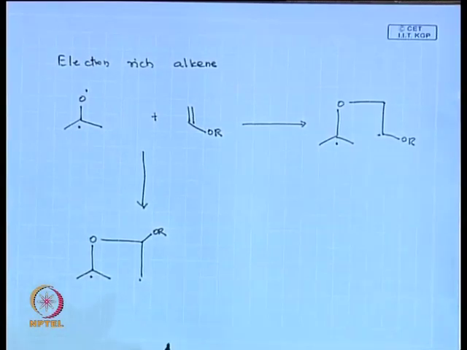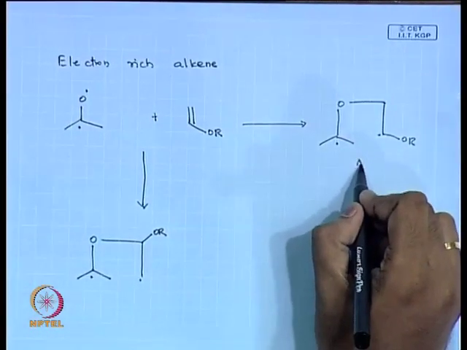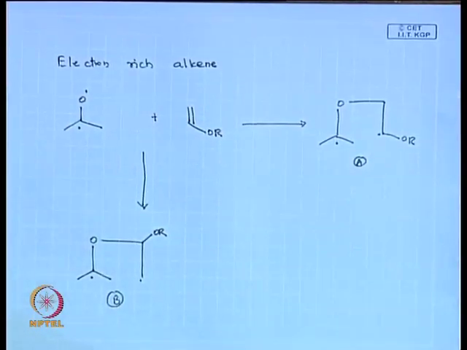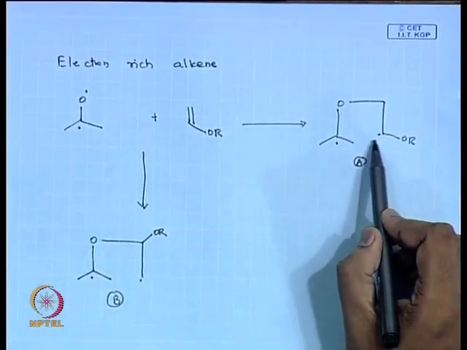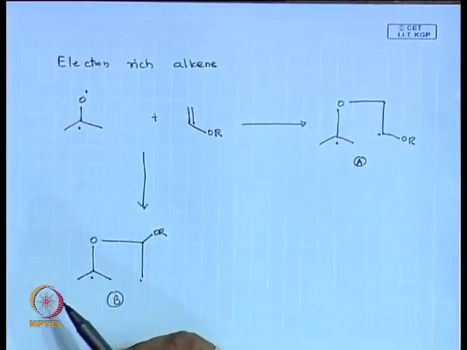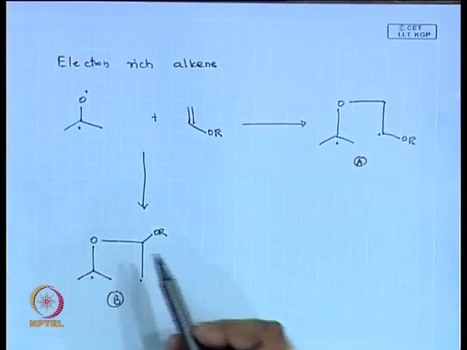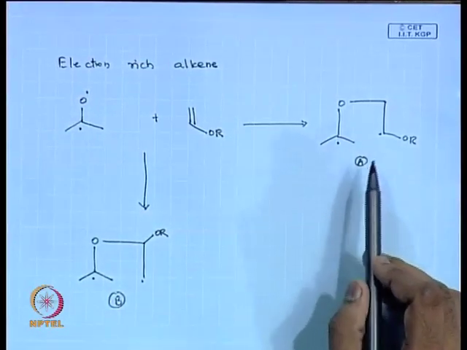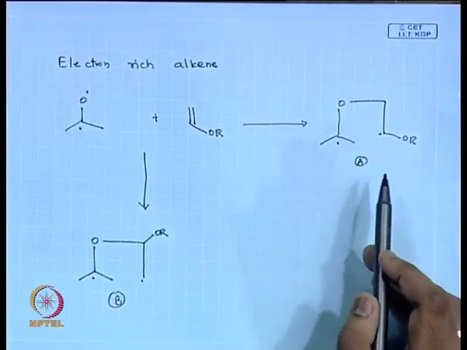So what happens now? Which do you think will be good? Which side do you want, A or B? You prefer A, right? That's fine, because this radical is stabilized. Can you say completely that B cannot be formed? No. Because B also gets some stability from your electron donating alkene. It gives stability, but not that much, right?